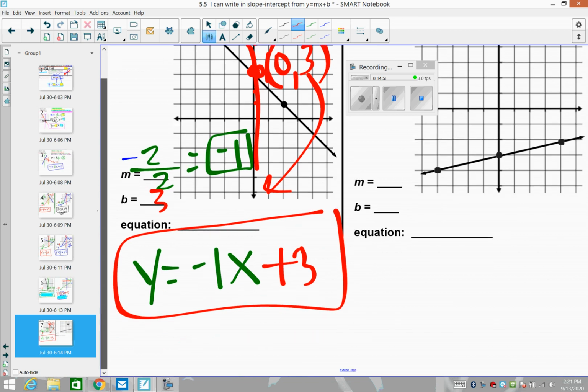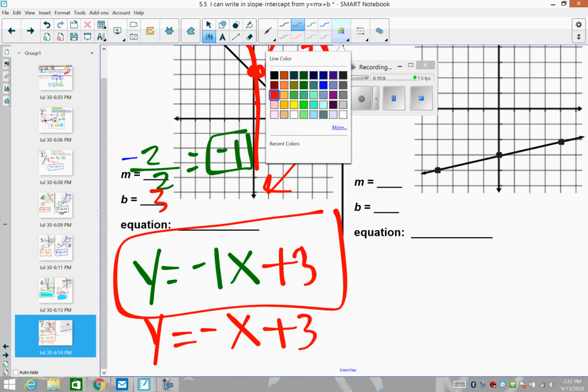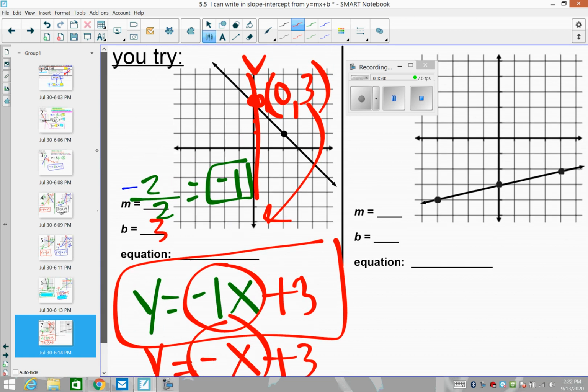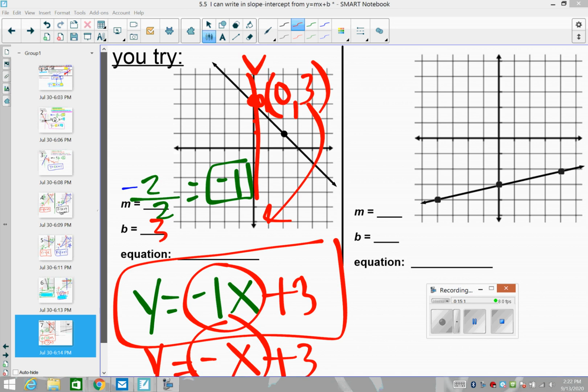Now in math class, you do not have to have that 1 there. So you could go y equals negative x plus 3. That is saying the same thing. So either one is acceptable. All right, we're at 15 minutes. Let's finish it up. Last problem of the day.